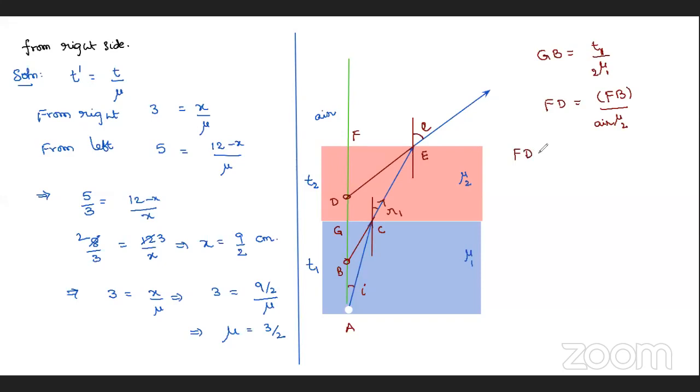Straight away I'm coming to apparent depth. FD is equal to FB, which I write as FG plus GB. Sir, is it mu2 by mu, sir? B point is there, no sir. It is in mu1 only, no, sir. That's what he explained, Nana.